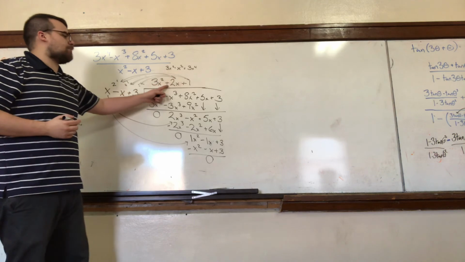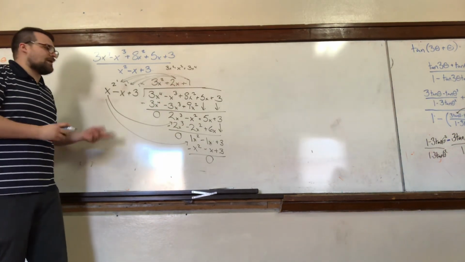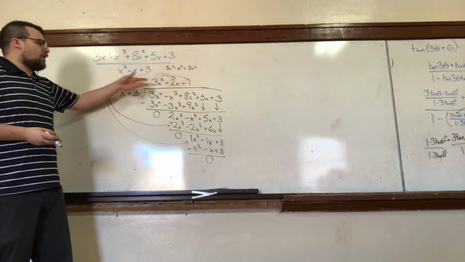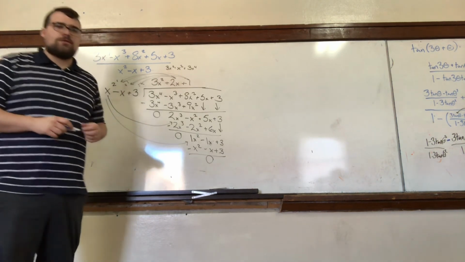Making 3x squared plus 2x plus 1 our final answer. The remainder, not the remainder, but what is left after we divide out x squared minus x plus 3. All right.